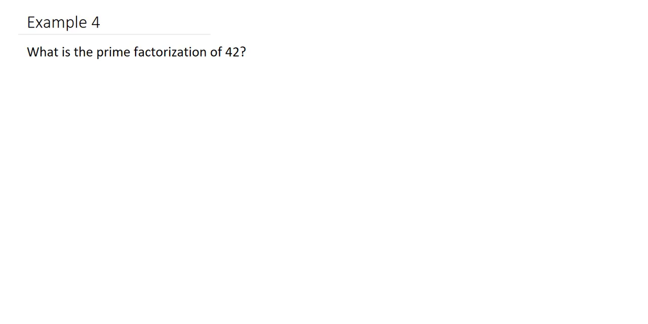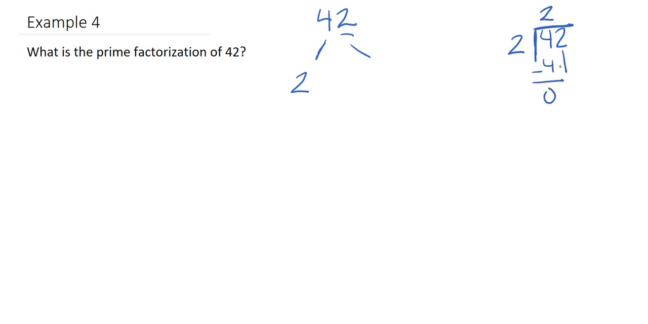Example 4. What is the prime factorization of 42? Well, we can write 42 on the top. And we see that it ends in a 2. So the first thing we can do is divide it by 2. Well, 42 divided by 2, we can always just do some long division on the side. So 2 can go into 4, 2 times 2 is 4. We subtract, we get 0. Now we're going to bring down that 2. 2 can go into 2 1 time. 2 times 1 is 2. We subtract, we get 0. So it's 21.